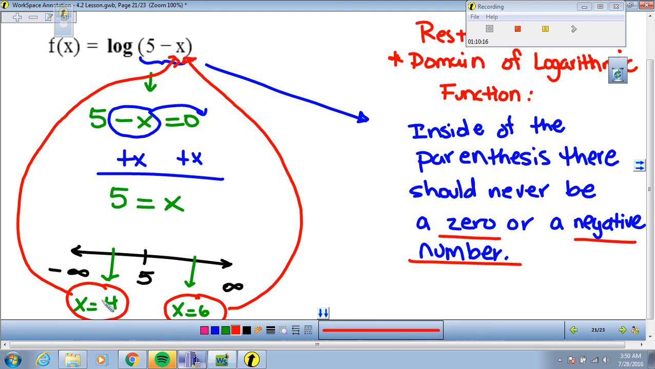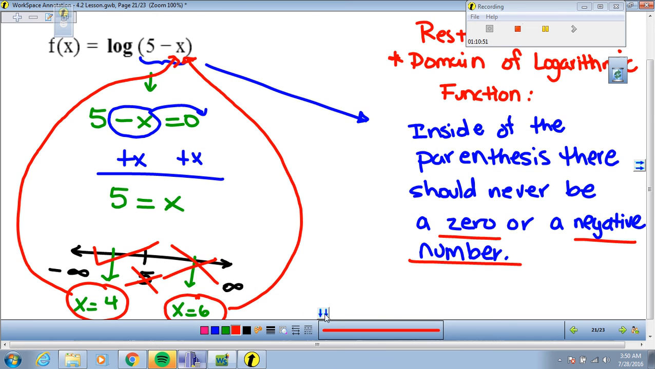So if I put a 4, 5 minus 4 is 1. That's fine. 1 is a positive number. Perfect. Put a check mark on this side. All the numbers to the left side of 5 are going to work. What about 5 itself? 5 minus 5 is 0. So this number cannot be included in the answer. What about the numbers after 5? 5 minus 6 is a negative 1. We cannot have that kind of numbers.